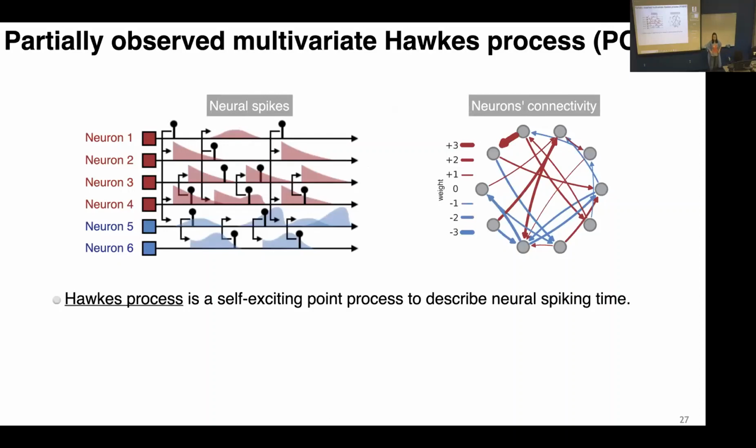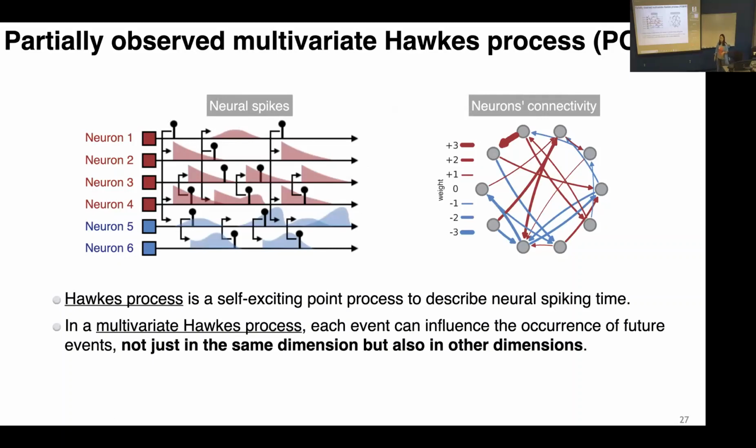POMHP? So the Hawkes process is a self-exciting point process people use, especially in neuroscience, to model the spiking events of a single neuron. If you have a single neuron, it will have a sequence of discrete events. And people use the Hawkes process to model the single neuron spiking events.